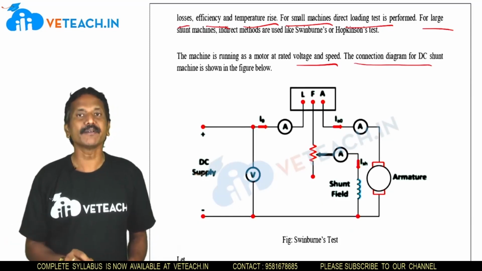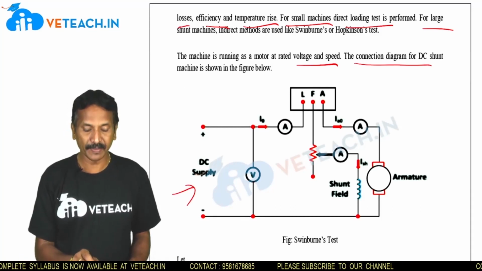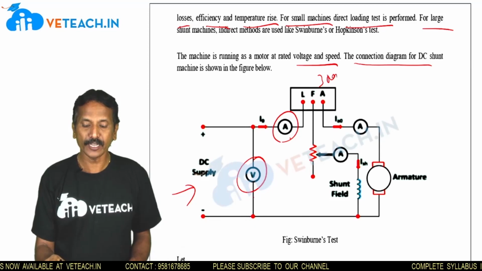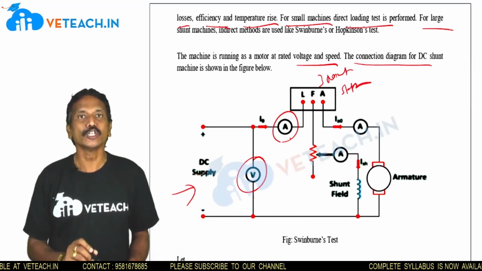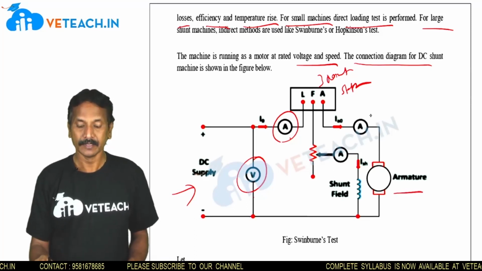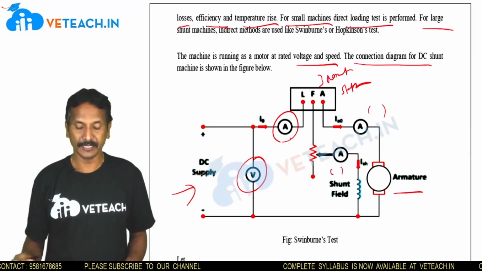The connection diagram of a DC shunt machine is shown in the figure. This is the input source, minus and plus, with a voltmeter to measure the voltage and an ammeter to measure the current, and this is the 3-point starter to start the machine. Here this is the armature, and to measure the current there is an ammeter. This is also an ammeter.